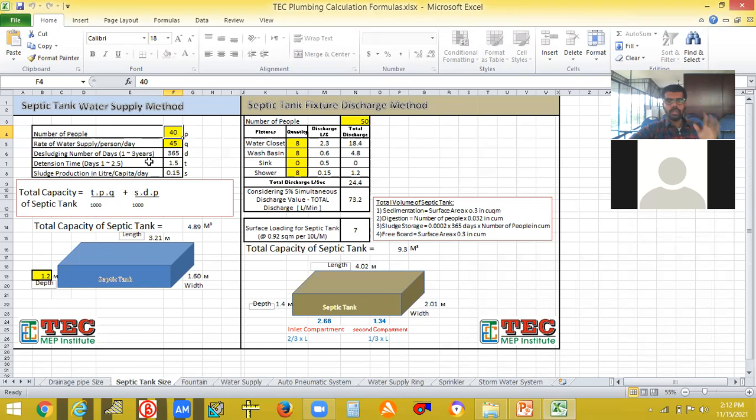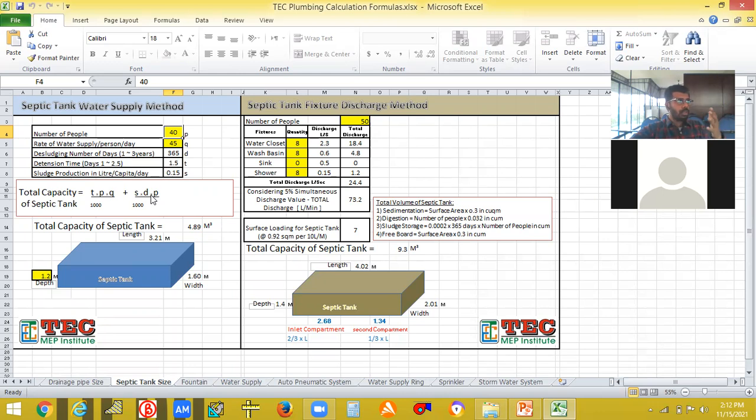So here you have to give only two inputs. One is the number of people and next is the rate of water supply per person per day. The number of people you will get from the project that you are handling. If it is a big apartment or a big flat, the number of people will increase. If it is a villa, according to the number of houses, the number of people increases. If it is just a small residence, depending upon the number of toilets or bedrooms, we can calculate how many people can be there.